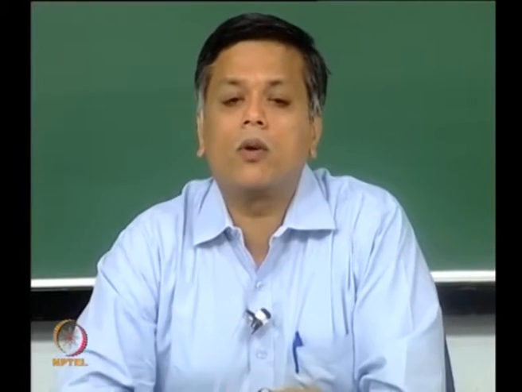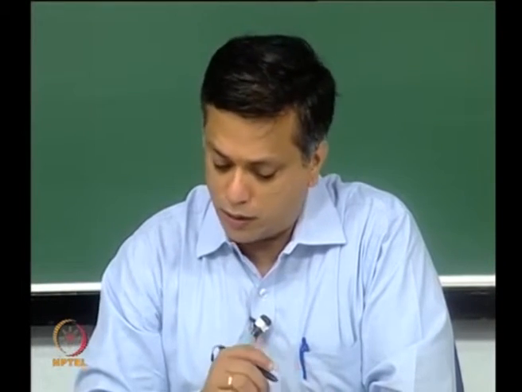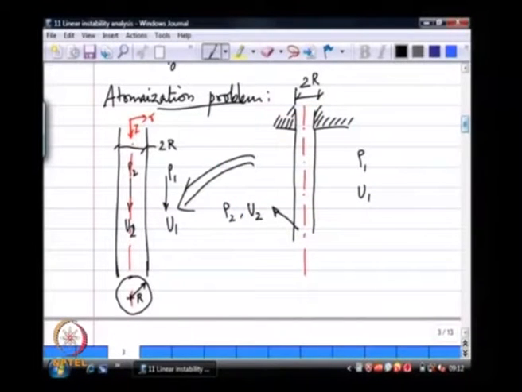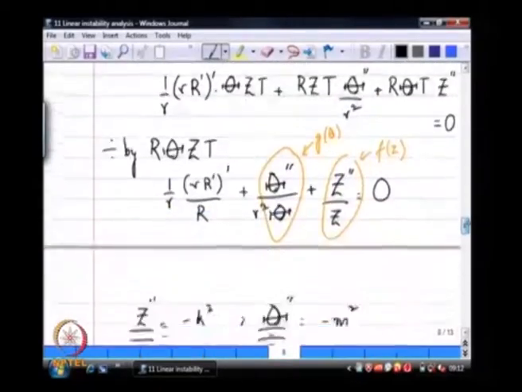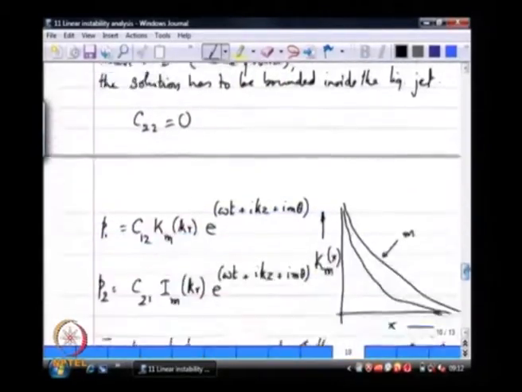Good morning. We are going to start off from where we left off at the last class. We were looking at a cylindrical jet, applying linear instability analysis to a cylindrical jet, and the jet itself is moving with a velocity u2, and the fluid outside in general could be moving with a velocity u1. We wanted to see how the stability analysis that we discussed extends to this case.